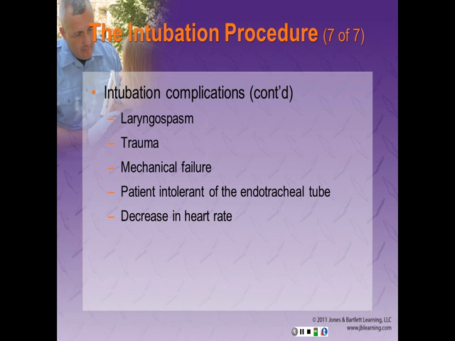Patients who are intolerant of the ET tube. Before removal of the tube becomes necessary, ensure that a suction unit is nearby and ready. Deflate the cuff and carefully withdraw the tube as the patient exhales. Decrease in heart rate. Monitor the patient's vital signs carefully and continuously. The heart rate may decrease when the airway is stimulated or if the ET tube is misplaced in the esophagus. Reassess and confirm tube placement.